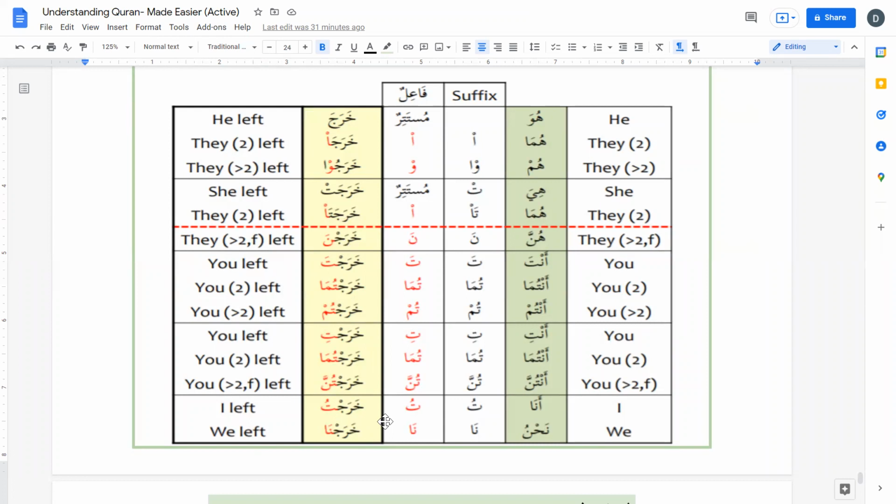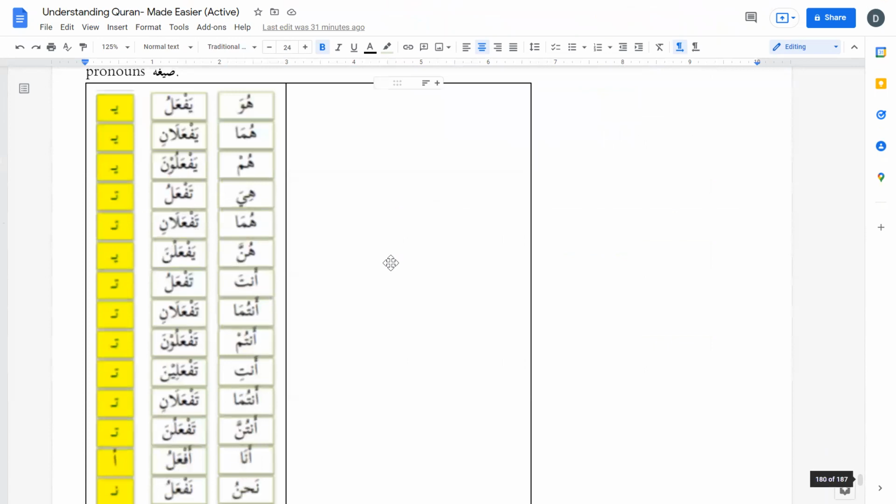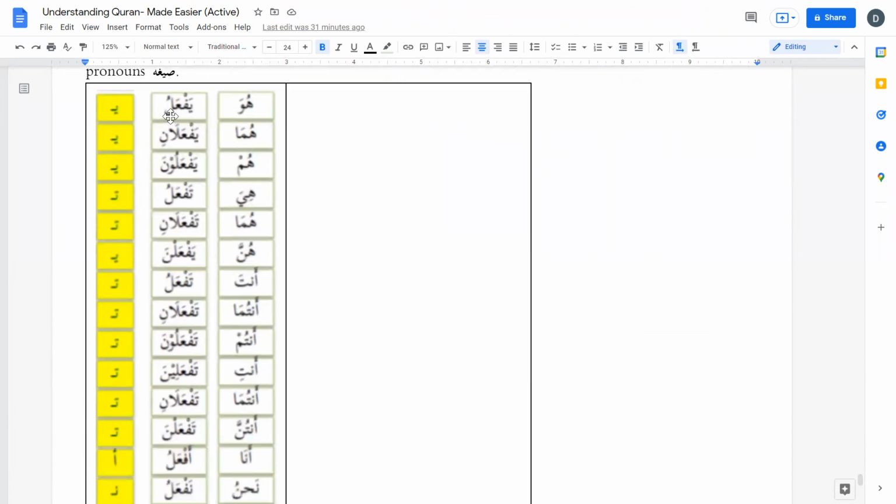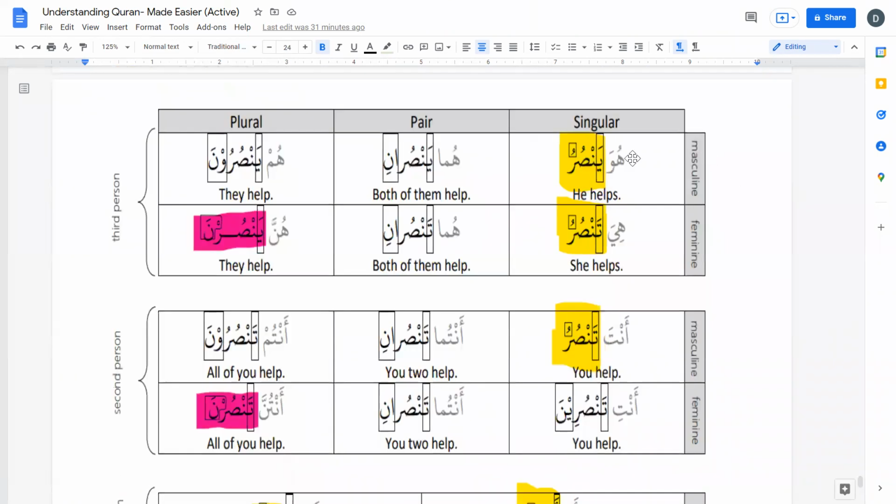We don't bother about the beginning of the past tense. The beginning of the past tense we don't change, because it depends upon the root letters of that fi'l. But in fi'l mudare, the beginning also changes and the ending also. So for nasara, the present, the fi'l mudare form for huwa is yansur.